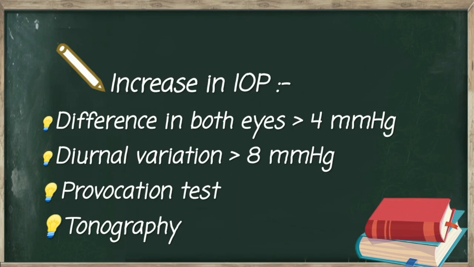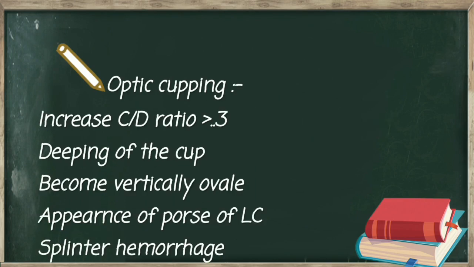If we do a provocative test, the idea here in open-angle glaucoma is to increase the water consumption of the patient. It will decrease the osmotic pressure of the intravascular compartment, leading to more flow of fluid from the intravascular compartment to the extravascular compartment. If the difference of intraocular pressure before and after the test is more than 8 mmHg, it is diagnostic of open-angle glaucoma. We also do tonography. Tonography is used to monitor the aqueous humor flow.